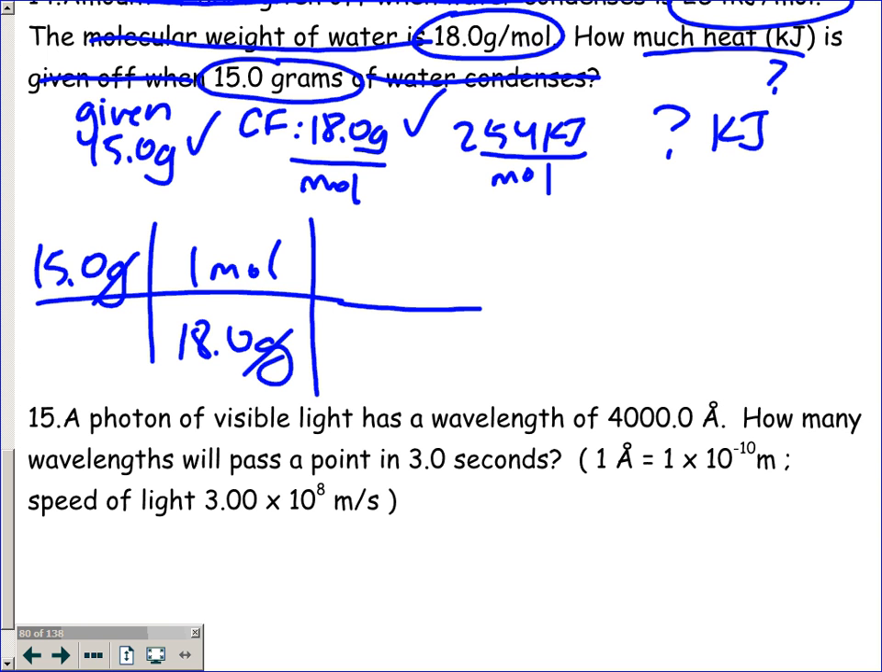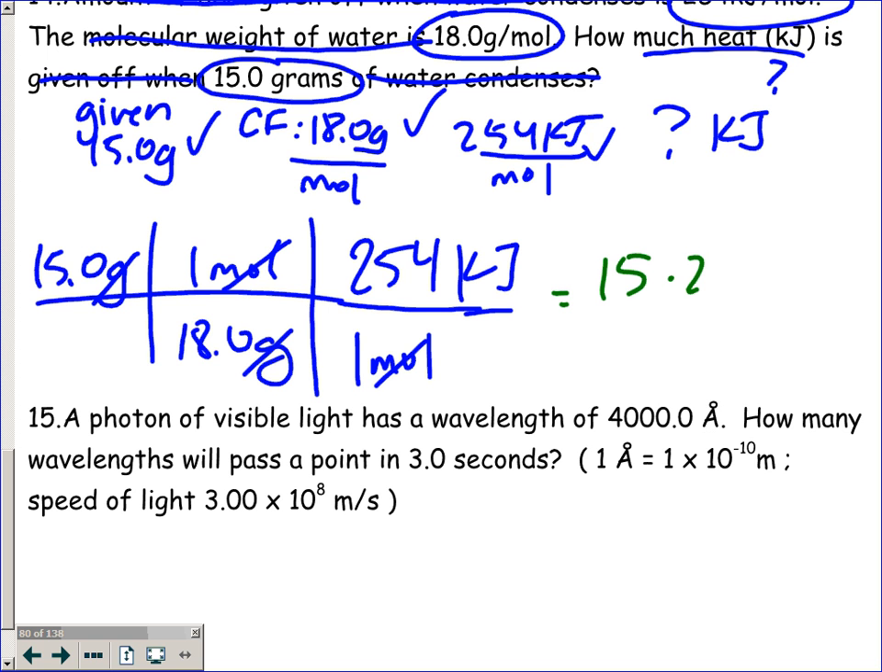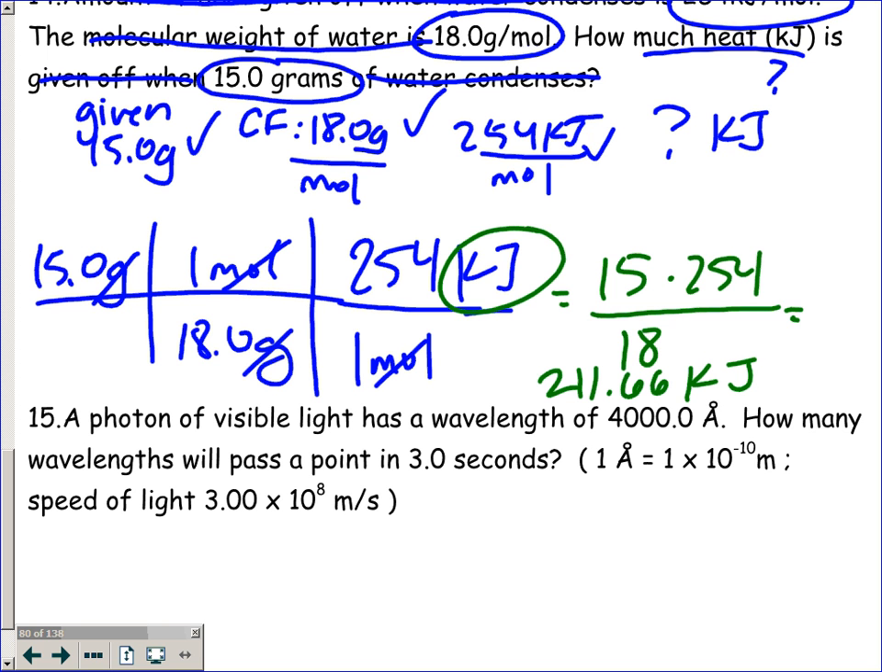What's next? This kilojoule right here? Okay, do I put that as is or flip? As is. Good, because the moles are in the bottom. 254 kilojoules. Check. Now what? Okay, cancel my units and multiply. So I'm doing 15 times 254, and then after I get that answer, I'm going to divide by 18. And then you guys will tell me what you get. 211 point what? 66. And that's in kilojoules, right? Because the only unit left is kilojoules.